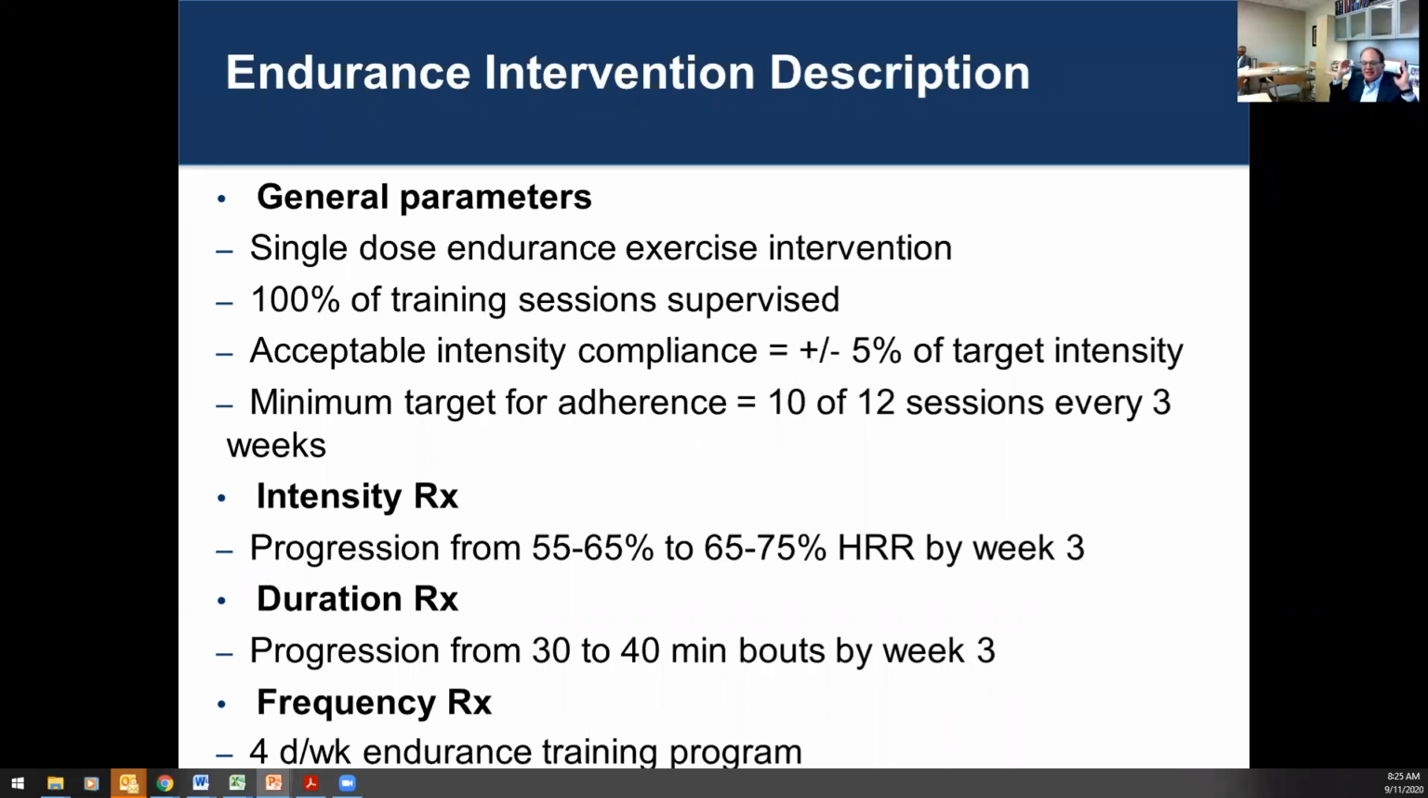I'll just give you a few snippets of what the intervention looks like. So what you do is you get a really intense cardiopulmonary exercise test, then you get this training, and then you get a second cardiopulmonary exercise test a couple months later. So it's a single dose endurance exercise intervention. It's a supervised exercise intervention. You have to be within 5% of your targeted intensity. You have to adhere to the protocol. You have to make 10 out of every 12 sessions every 3 weeks. So it's 4 per week, as you'll see at the bottom. And the intensity starts off at 55 to 65% of maximal heart rate. And then it increases and it increases. And so it's about 30 to 40 minute bouts by week 3. So that's the exercise intervention.